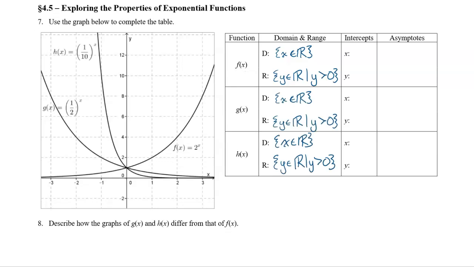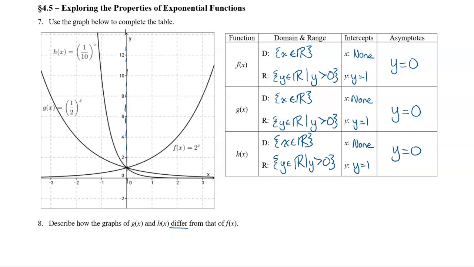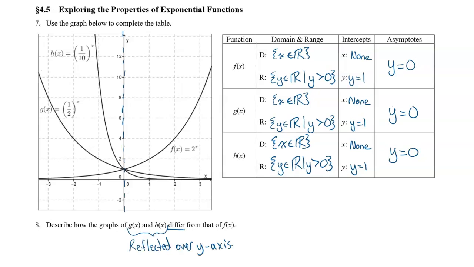This is still 2 to the power of x. And then the domain and range are the same for these other ones, except they're going down instead of going up. The intercepts are the same. There's no x-intercepts, but there's the y equals 1 intercept at (0, 1). And the asymptotes are still at y equals 0. Then it said, describe how the graphs of g of x and h of x differ from that of f of x. Well, clearly it's going down, but there's more to it than that.